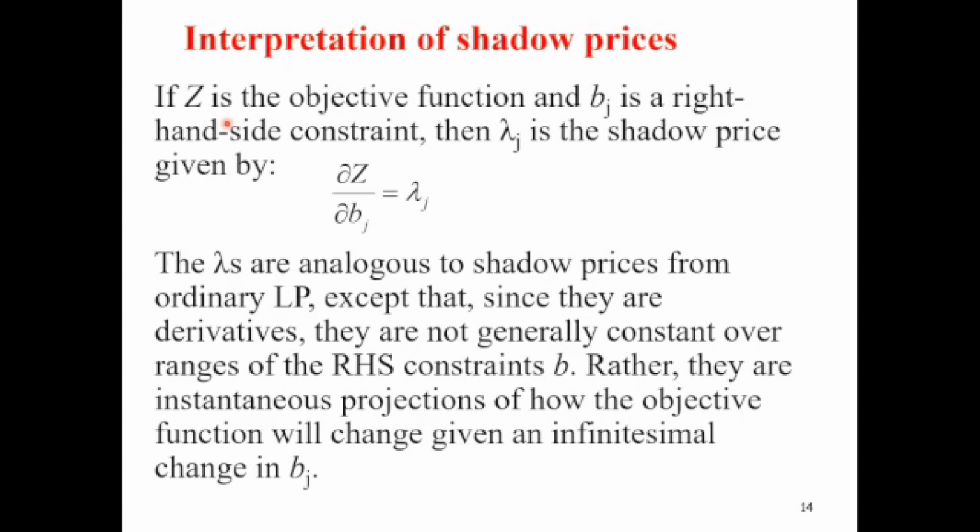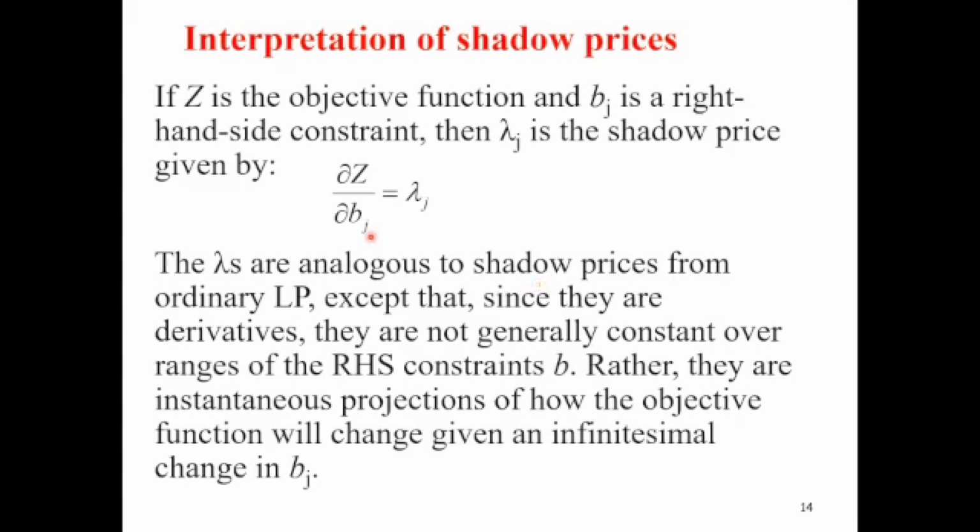How do we interpret shadow prices? Well, if z is the objective function and bj is a right-hand side constraint, then lambda j is the shadow price, which is given by the effect of a change in the right-hand side constraint bj on the objective function. The lambdas are analogous to shadow prices from ordinary linear programming, except that since they are derivatives, they are not generally constant over the ranges of the right-hand side constraints b.